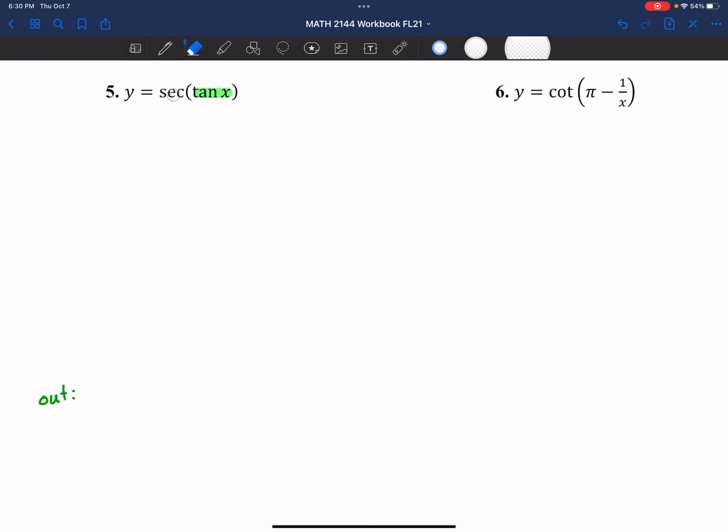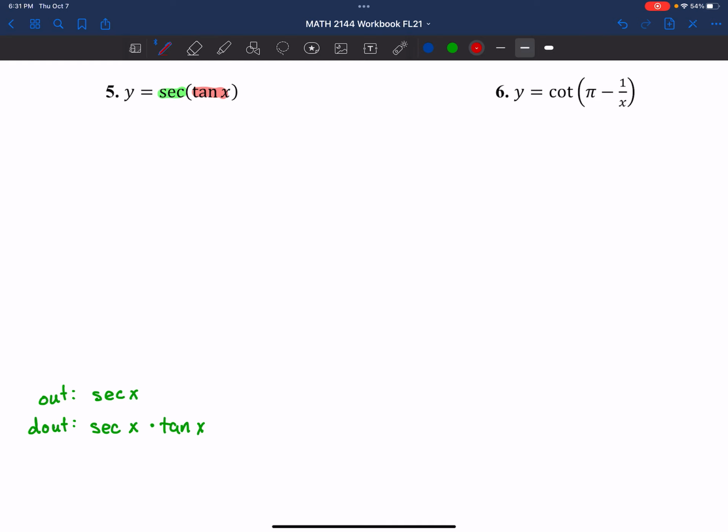Let me change my color coding just to match it from earlier. So we've been doing green as our outer function. So secant will be green, and then we've been using red for our inner function. So let's just be consistent. So our outer is secant of x, and its derivative is going to be tangent. Is it going to be tangent squared? No, it's not. It's going to be secant tangent. So it's going to be secant of x times tangent of x.